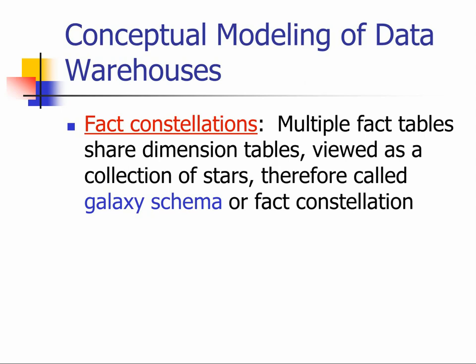So therefore, this is sometimes also called a galaxy schema or the fact constellation, to be the name or the style of what we are looking at. Again, this is the type of schema that has more than one fact table.